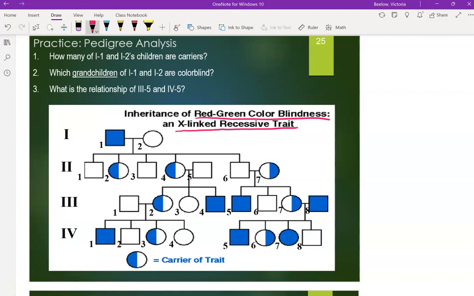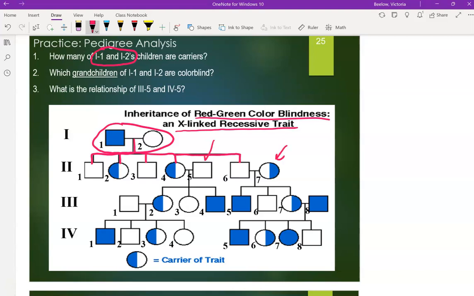So the first question is, how many of 1-1 and 1-2's children are carriers? Well, first of all, let's identify 1-1 and 1-2. So that would be these two guys here. They're in the first generation. Okay, here's 1-1 and 1-2. So this question is asking about their children. So you want to trace those lines that connect them to their children, okay?